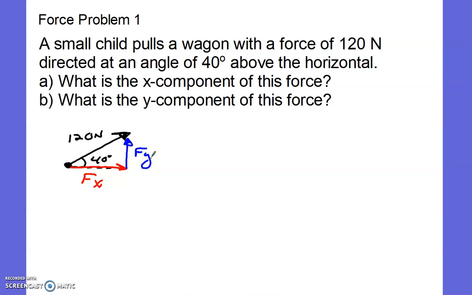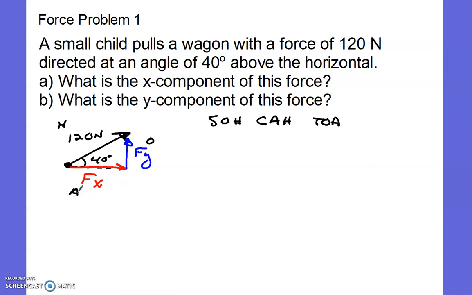Now, in order to do this, again, we're going to use SOHCAHTOA as we've done in the past. So it's good to label the sides. The 120 is our hypotenuse, that is the longest of the sides. The 40 degrees is on the left, so the opposite of that is on the right. The Fy is the opposite side. And then the side touching the angle, but not the hypotenuse, is the adjacent.